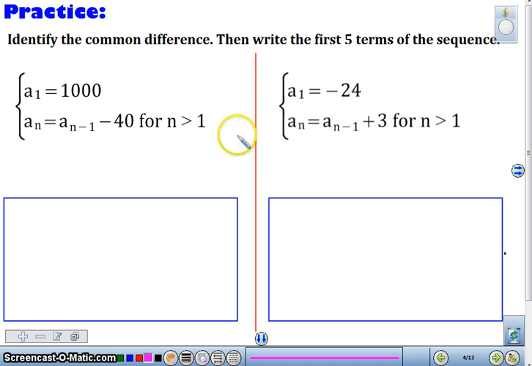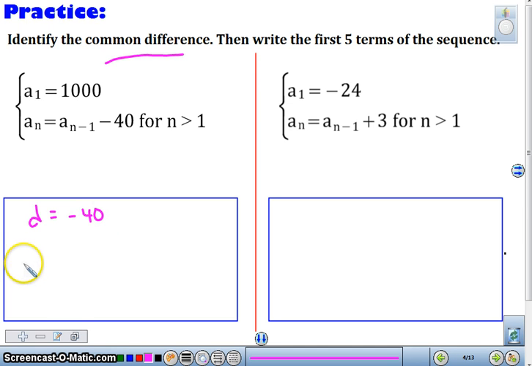So what you're asked to do in this practice problem at the top of the next page is identify the common difference. So what are we adding or subtracting? That's our common difference as we are looking at these. Then write the first 5 terms of the sequence. This is telling us our first term, the previous one, in this case, -40. So what is our common difference? D in that formula is -40.